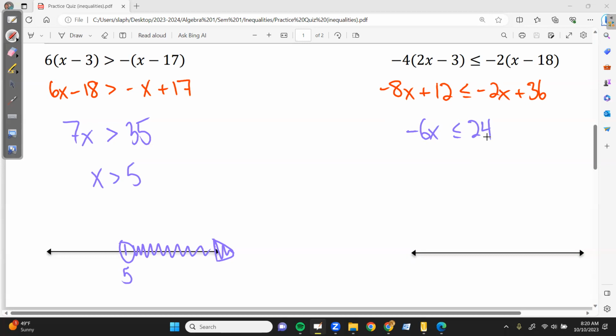I'm not scared. It's one little rule to memorize, right? Or to put in your notes if you don't want to memorize it. I'm about to divide by negative 6. I'm not scared. I'm going to divide by negative 6 and get x is greater than or equal to negative 4.